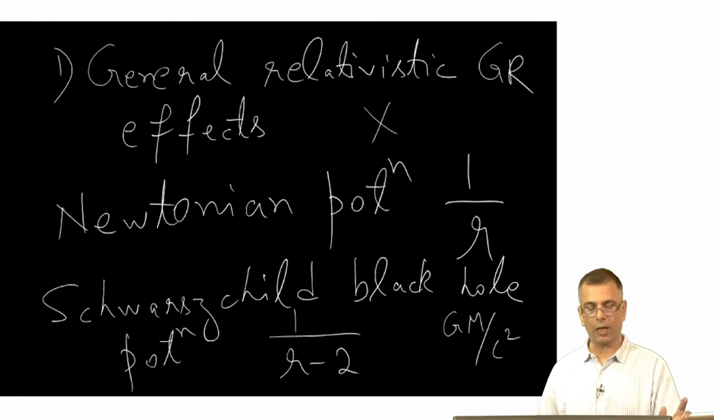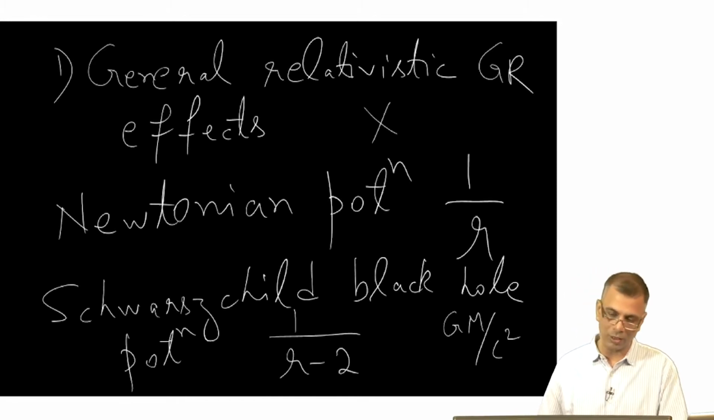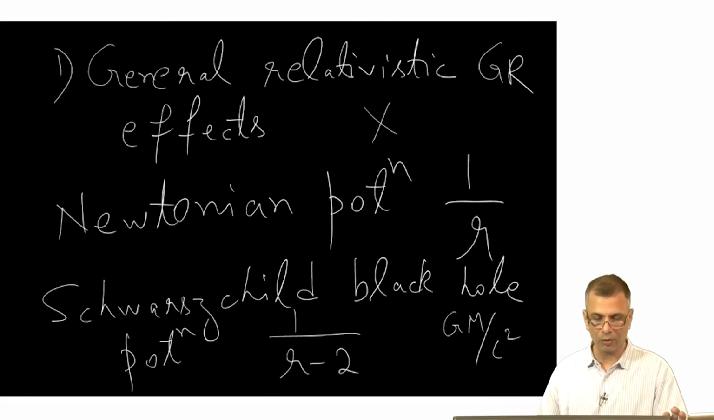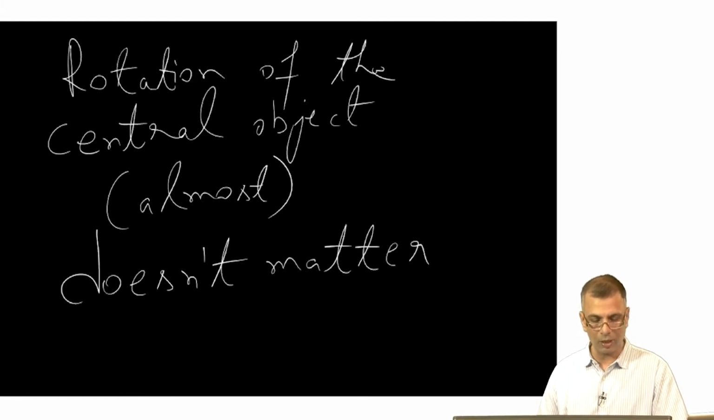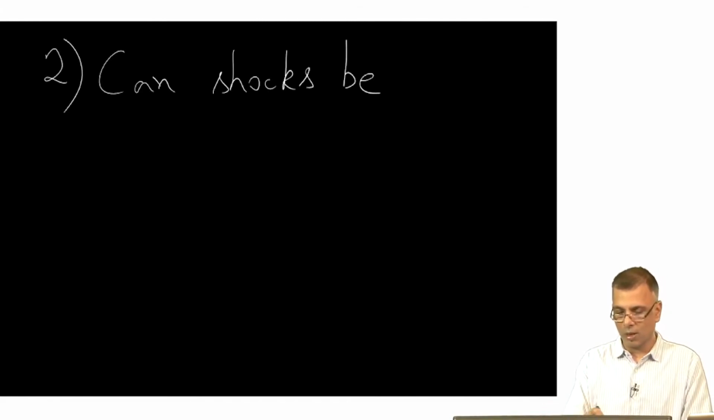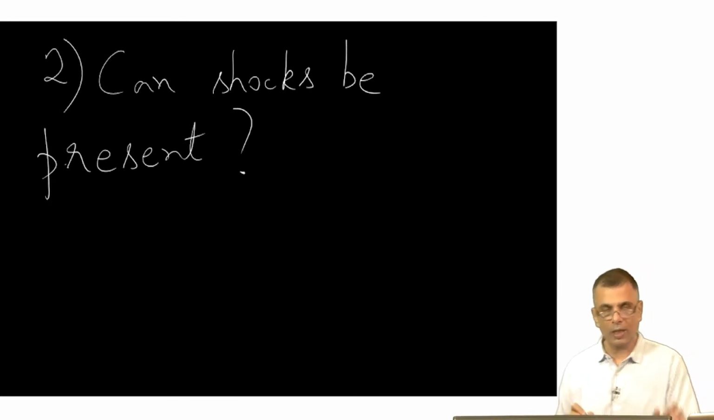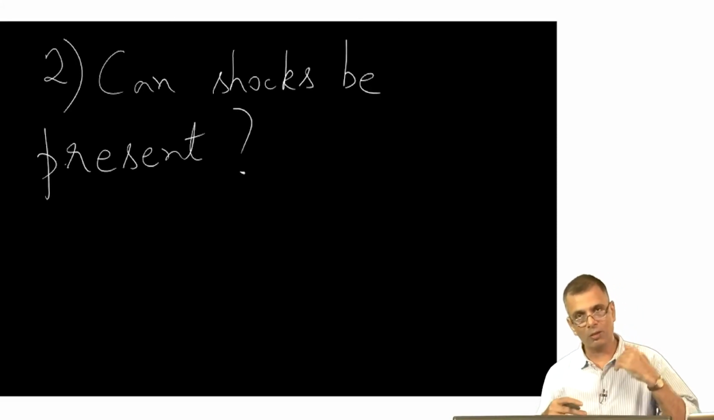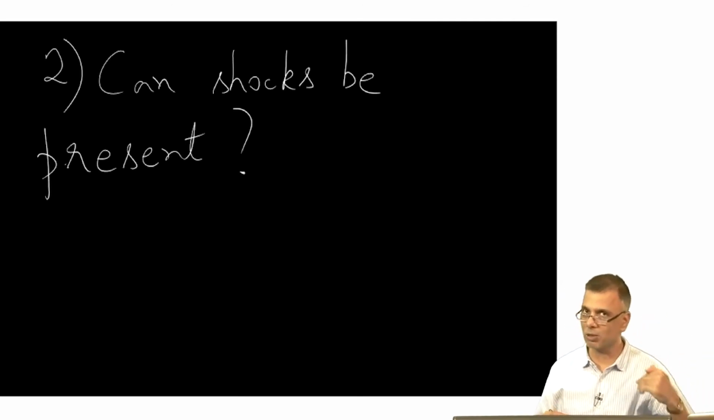I told you that we did not consider general relativistic effects, and what we've described now is a very quick walkthrough through some of the general relativistic effects. Now there is another important thing that we did not consider, and that is, can shocks be present? We have already alluded to that. Can shocks be present in quasi-spherical accretion? The answer to that is, well, not really. The main thing is you need multiple sonic points in order to have the inner boundary condition such that it is always supersonic.